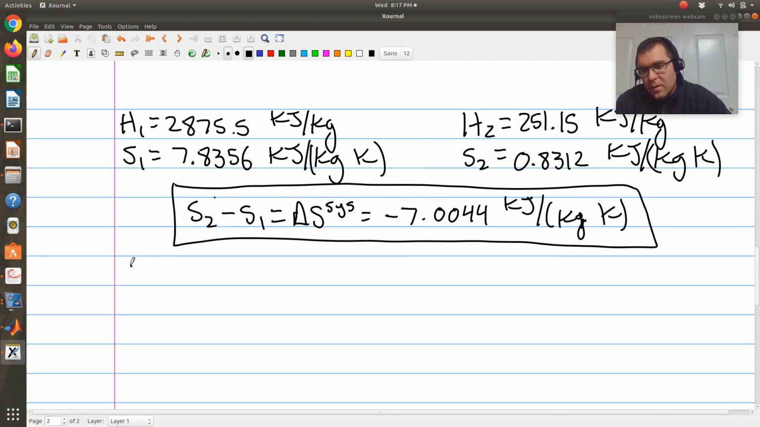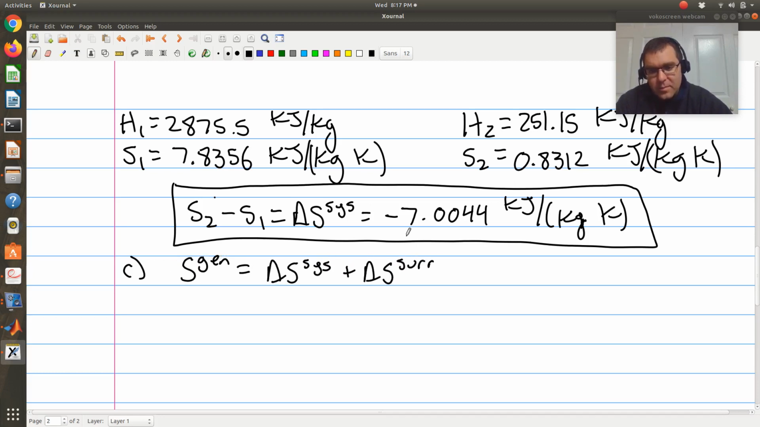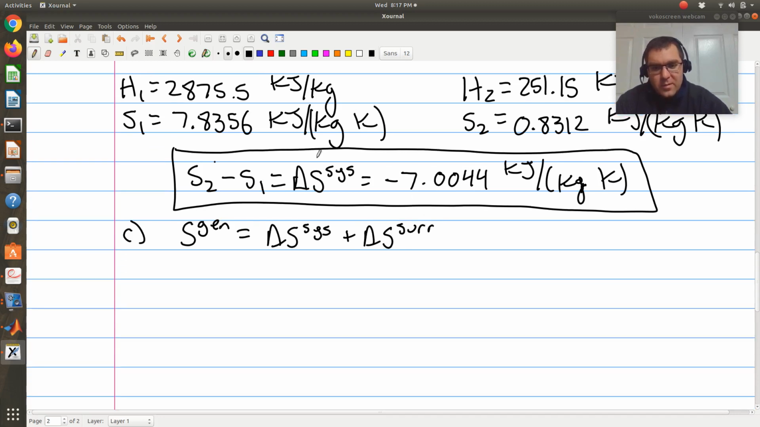Okay, so in terms of entropy generation, if I think back to chapter 4, S gen is going to be equal to delta S of my system plus delta S of my surroundings. Okay. So I know delta S of my system, I just calculated it. So what about delta S of my surroundings? Well, I'm going to assume that my surroundings can be treated as a bath. So that's equal to the entropy change of my bath. And that's going to be equal to Q bath over T.